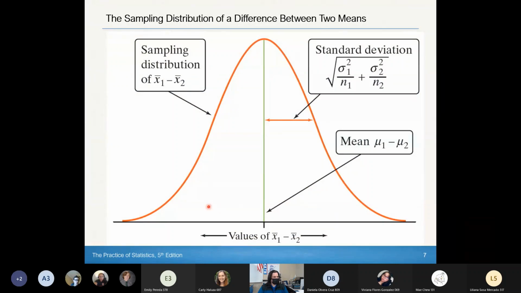And then we have a picture of all of these things right here. The curve is our sampling distribution of the difference of the sample means. The horizontal axis represents all possible values for the difference of the sample means. The middle is the mean of mu1 minus mu2. And the standard deviation helps determine the width of our distribution. And again, that is the square root of the variance of population 1 divided by the sample size from population 1 plus the variance of population 2 divided by the sample size from population 2.